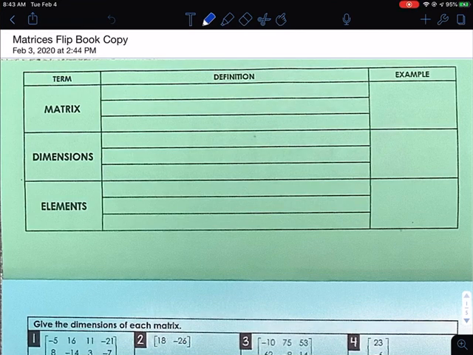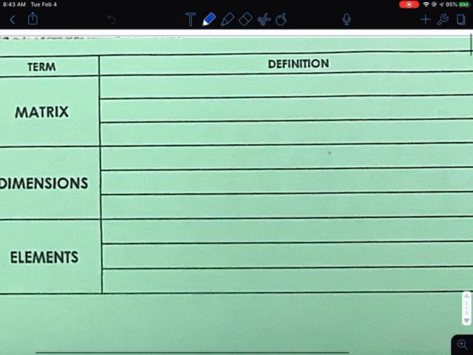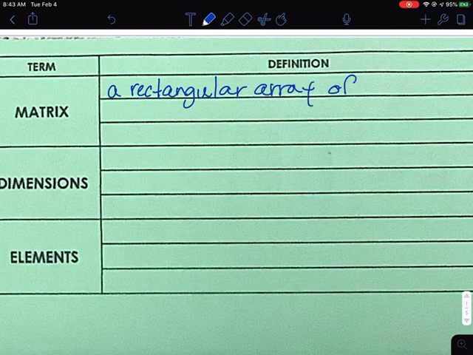All right, guys, today we're going to start talking about matrices, and we're going to start with a little bit of vocabulary with some examples. So first we're going to define what a matrix is. A matrix is a rectangular array of variables or numbers that are arranged in rows or columns.